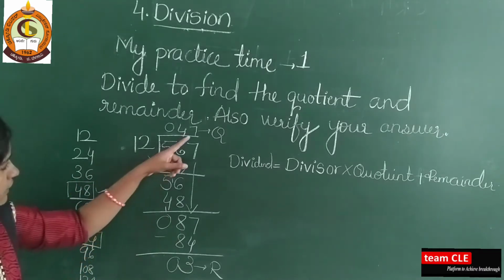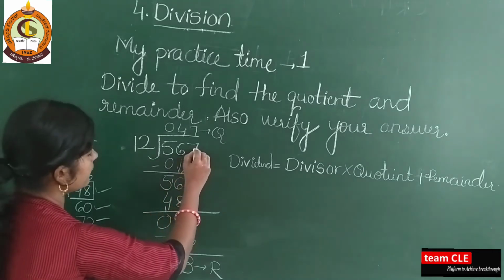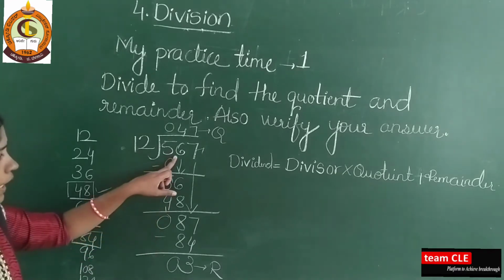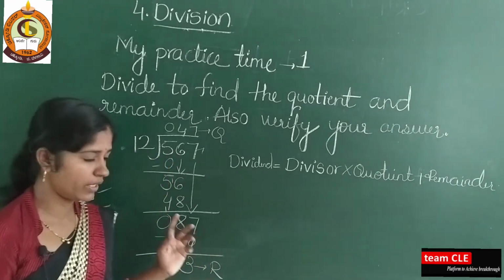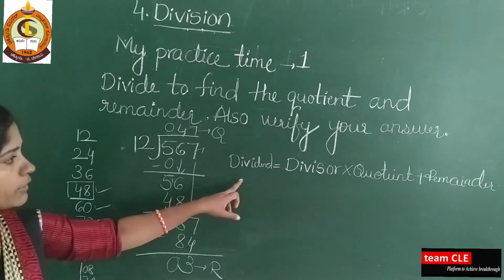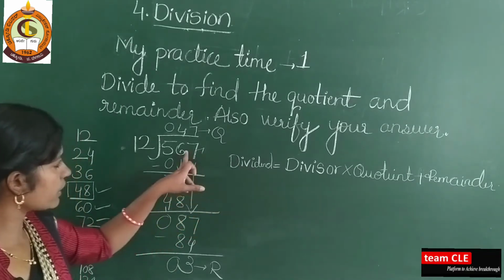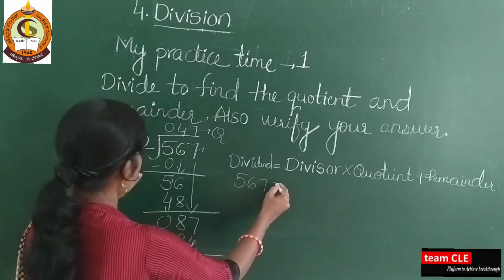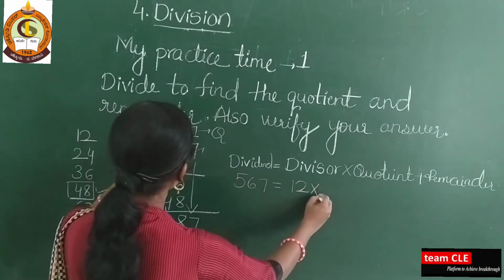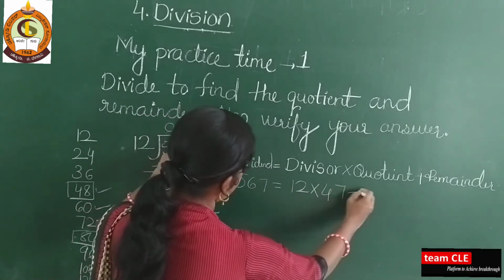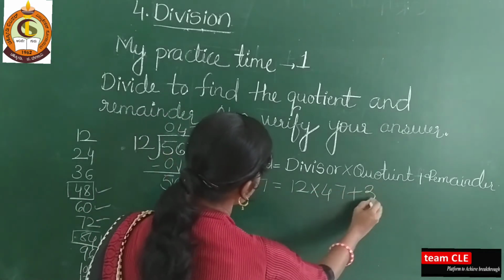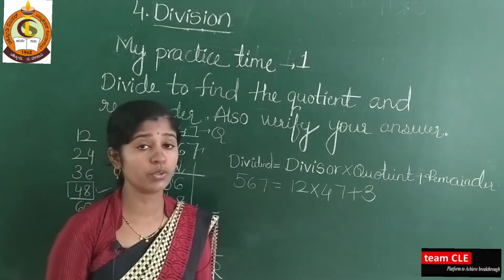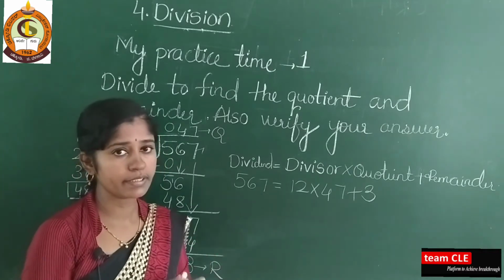Okay, so next here this is quotient, this is remainder, and this is what? Dividend, and this is divisor. So now I need to verify my answer whether it is correct or wrong. For that you have a formula. Dividend, which one is dividend here? 567. So which one is divisor here? 12. Okay, quotient how much is there? 47, plus remainder how much is there here? 3. Okay, if you got LHS is equal to RHS, then only your division is correct, else no.